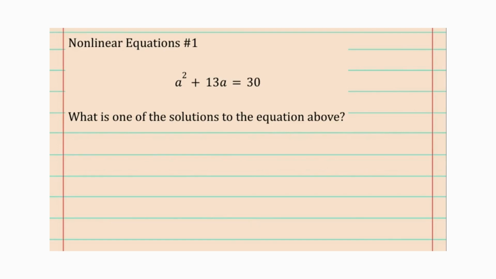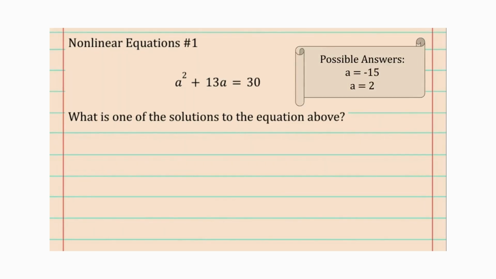Okay, I'll assume we're ready to continue. The correct answer is... well, there are actually two possible correct answers. A equals negative 15 and A equals positive 2. Let's look at some tips.